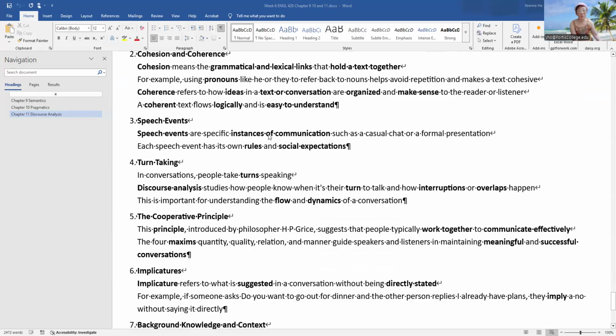Speech events are specific instances of communication, such as a casual chat or a formal presentation. Each speech event has its own rules and social expectations. Turn-taking: in conversations, people take turns speaking. Discourse analysis studies how people know when it's their turn to talk and how interruptions or overlaps happen. This is important for understanding the flow and dynamics of a conversation.